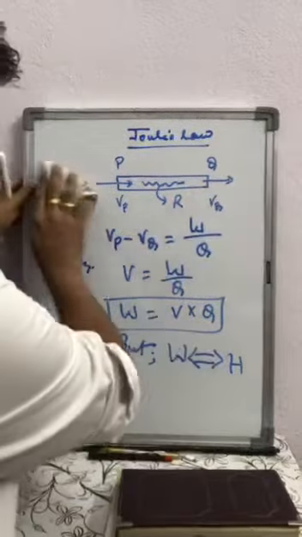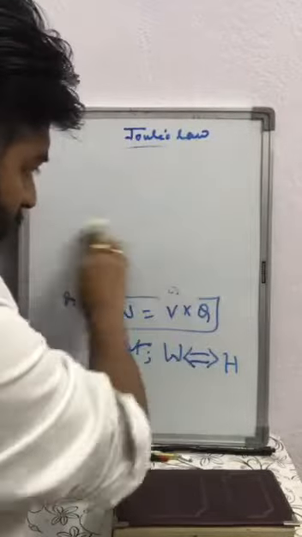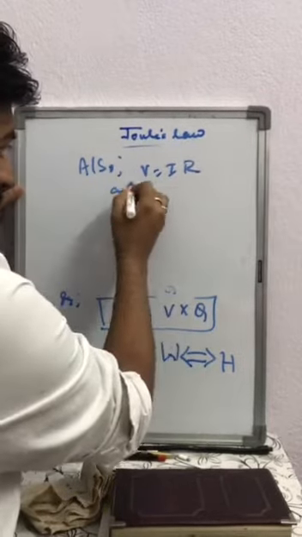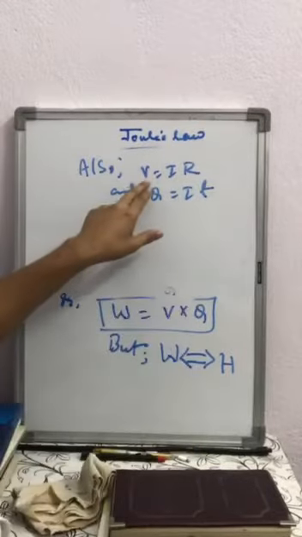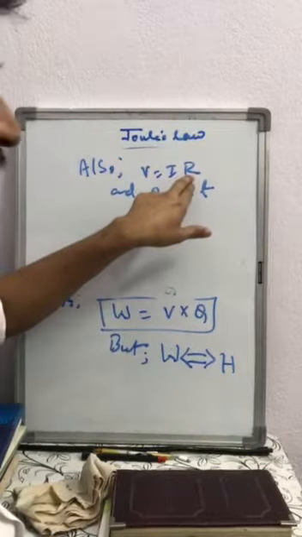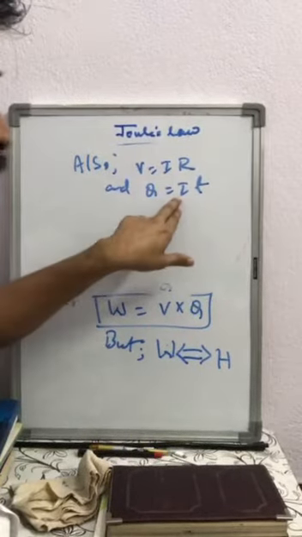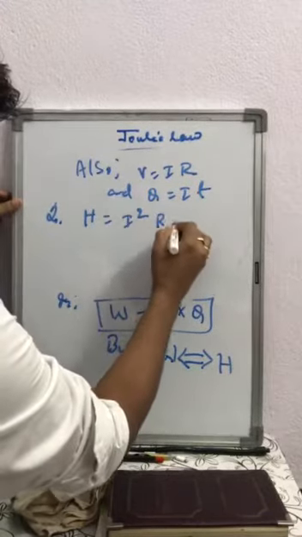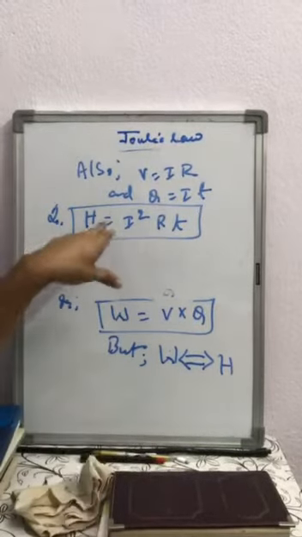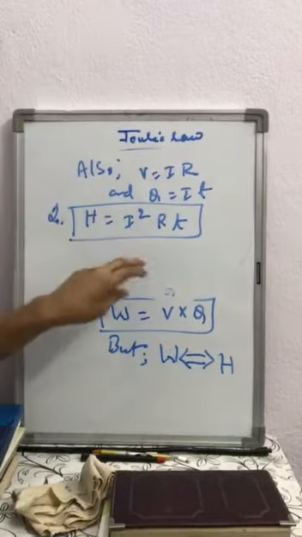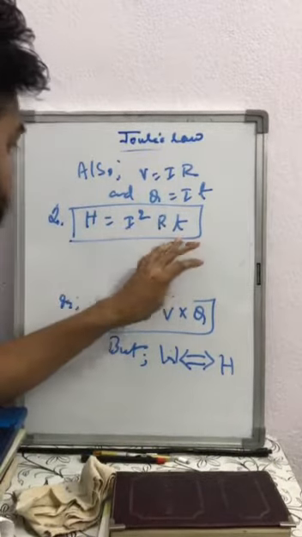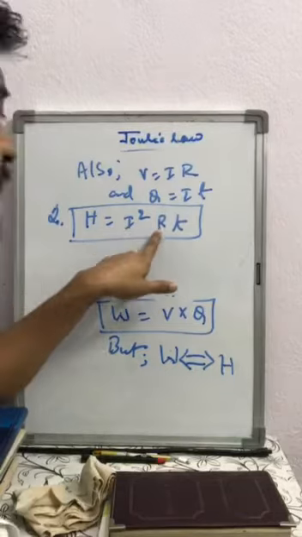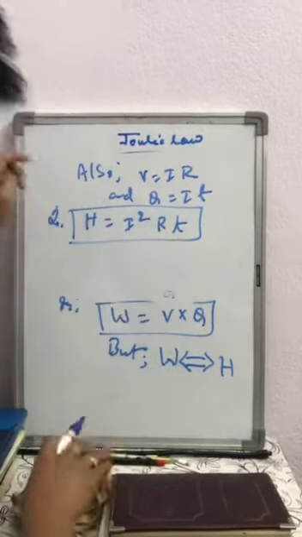Now also, V is equal to IR and Q is equal to IT. V, according to Ohm's law, is the product of electric current and resistance of the conductor, and Q, the charge, is the product of current and time. So H is equal to I square RT. This is the amount of heat generated when a current passes through a conductor: the product of the square of the current, the resistance, and the time for which it passes.